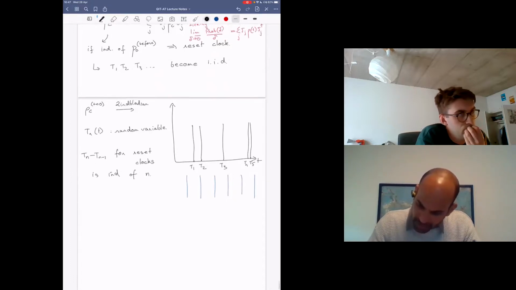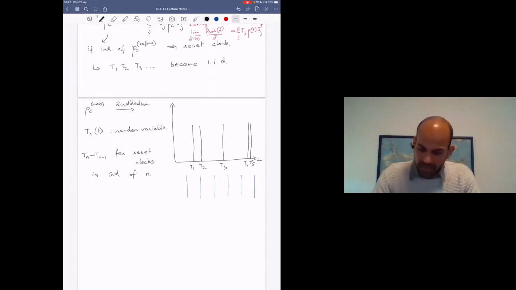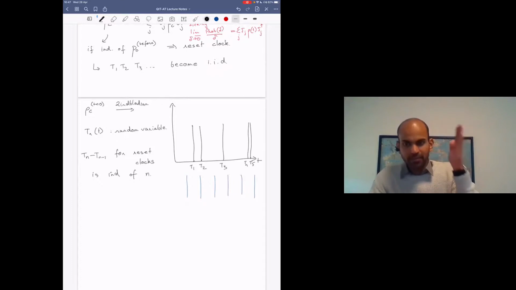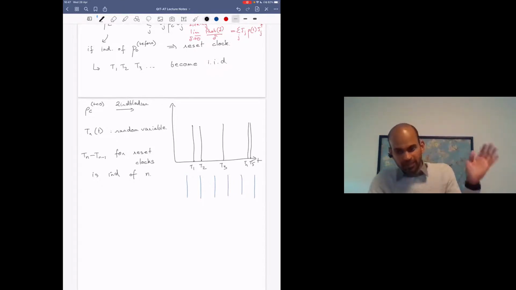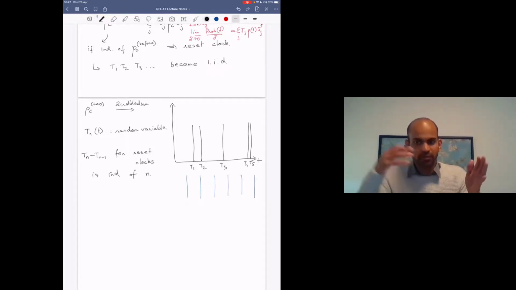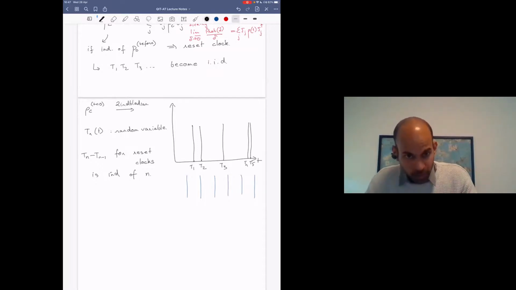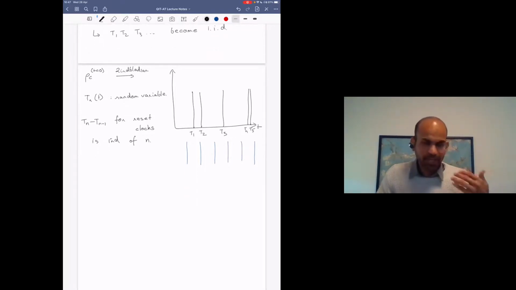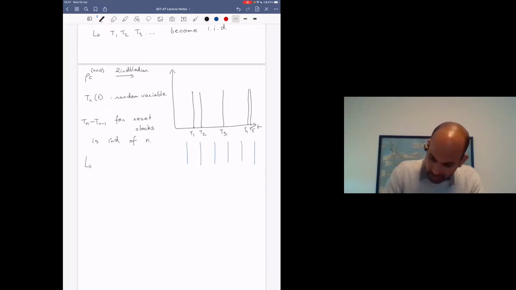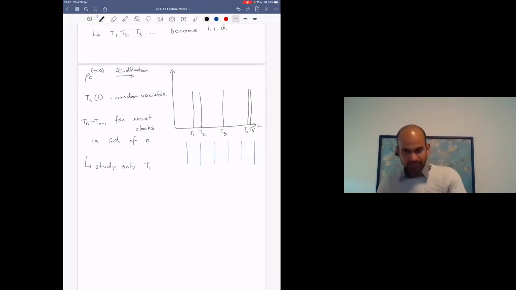So as I was saying, in the case of reset clocks, the time of the first tick, the second tick, the third tick, and all following ticks becomes a sequence of independent and identically distributed variables. In that case, we can actually characterize all of the properties of the clock just from T1. So we study only T1, and that suffices, because you can calculate the properties of every following tick in the sequence just from the first tick itself.